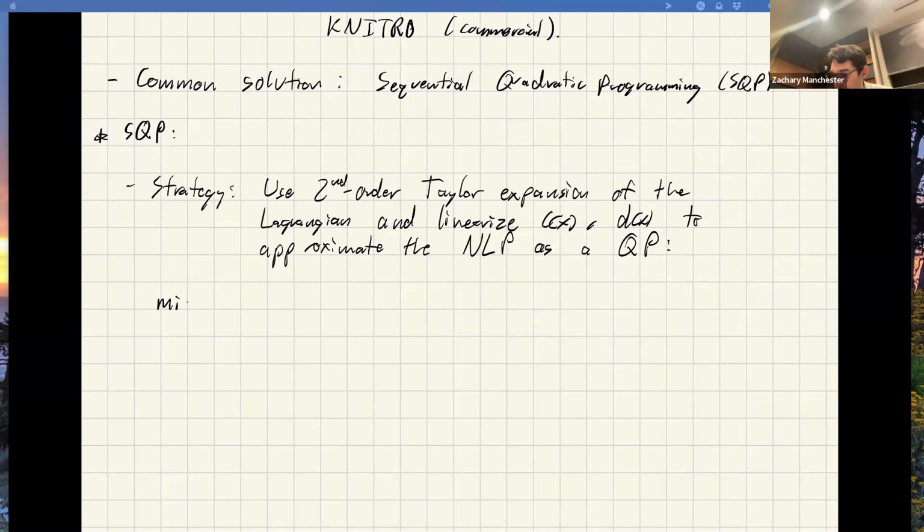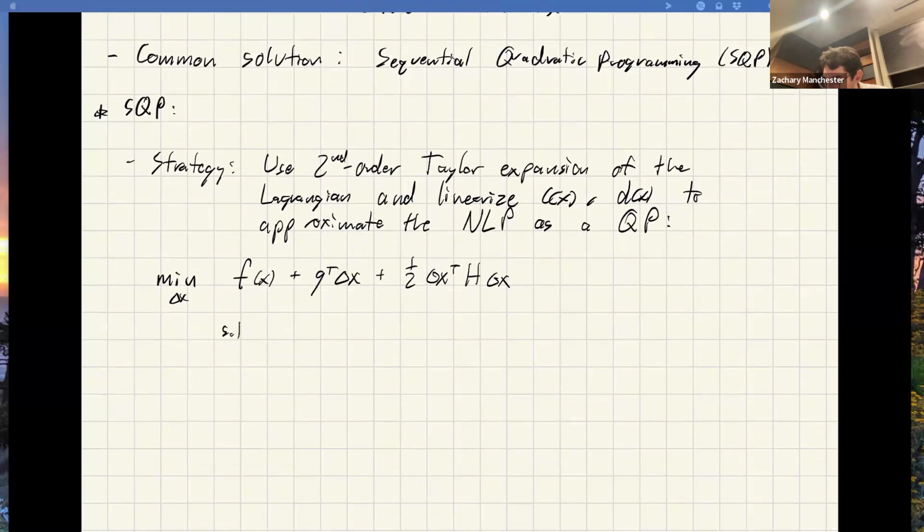So here's what it looks like in math. I'm going to now minimize over delta x, and the Taylor expansion is going to look something like f of x plus a gradient, so g transpose delta x, and then a Hessian term, so 1/2 delta x transpose H delta x. And then the constraints, we're going to end up with C of x plus, we'll call the Jacobian of that big C, times delta x equals 0. And then the inequalities, same kind of thing, D of x plus Jacobian big D times delta x less than or equal to 0. And now this is a QP in delta x.